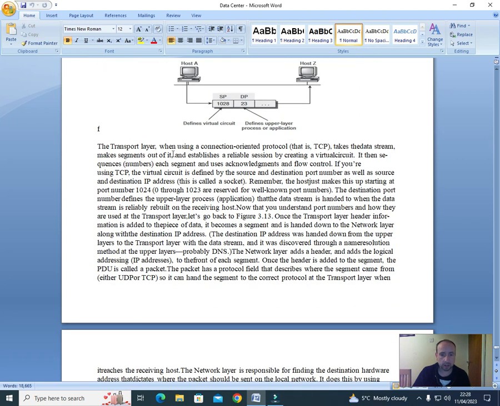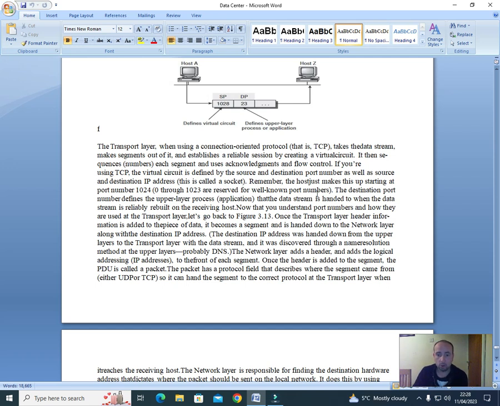The transport layer, when using a connection-oriented protocol, that is TCP, takes the data stream, makes segments out of it and establishes a reliable session by creating a virtual circuit. It then sequences numbers. Each segment uses acknowledgements and flow control. If you're using TCP, the virtual circuit is defined by the source and destination port number as well as source and destination IP address. That's called a socket.